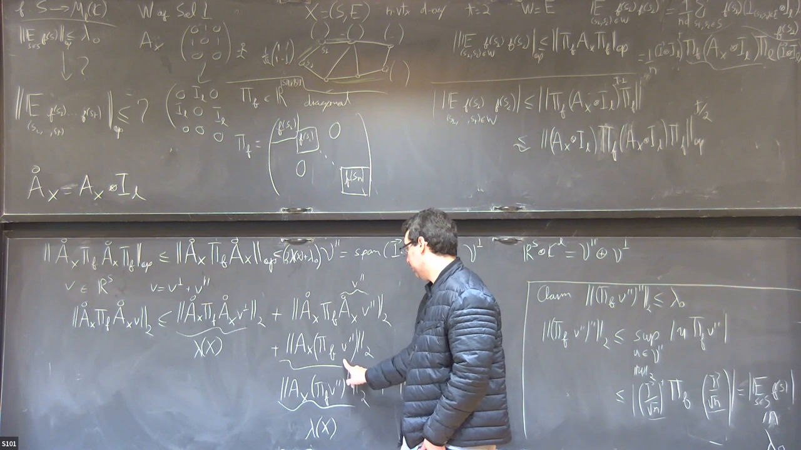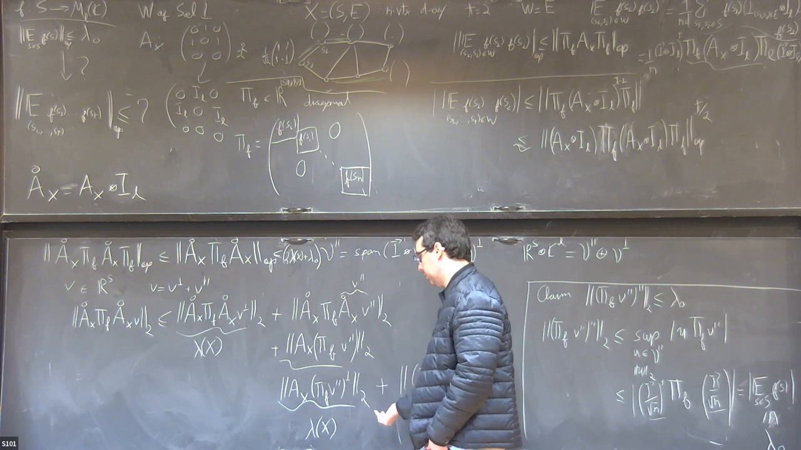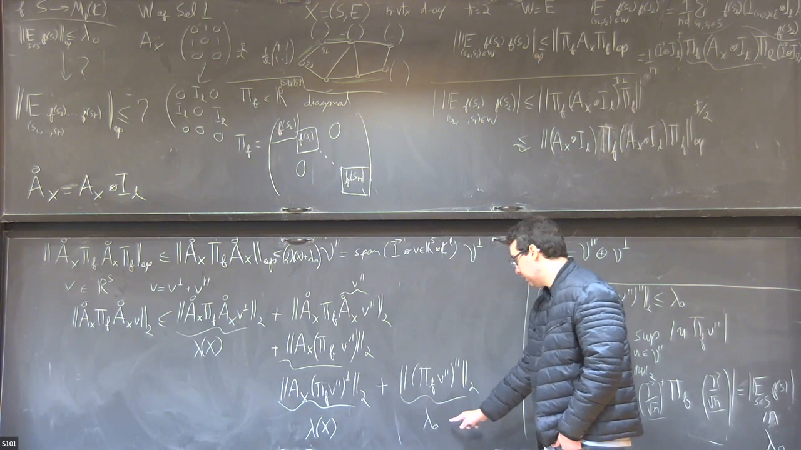Here, we need to do the same thing. We need to decompose this guy into a perpendicular and a parallel part, right? The perpendicular gets shrunk by lambda, another lambda. And this guy here, we need to analyze this guy and see what it gives in this case, right?